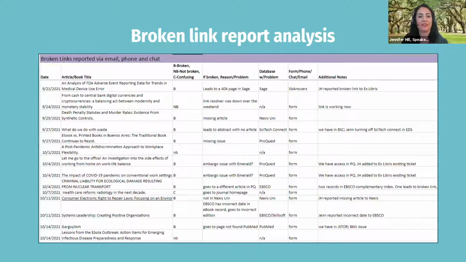We also track the database the item came from and how the broken link request came in. Anything coded for B as broken goes to me to look into. I also review the C's for confusing to see if we could make access easier for any of these. Once something's reported as B for broken, I go into this spreadsheet and I add information to the columns, if broken, reason, problem, and the additional notes. Tracking these details helps me to see the big picture of what's going on and if there are any trends. So for example, there was an embargo issue with one publisher that led to a lot of broken links.